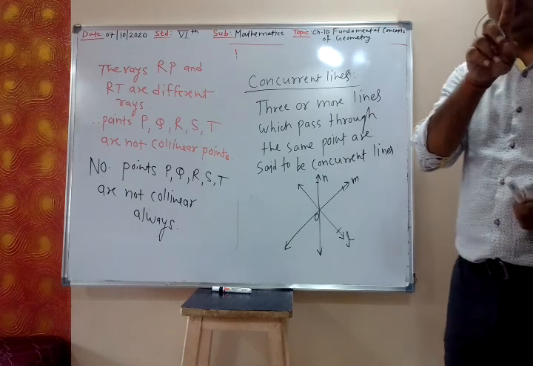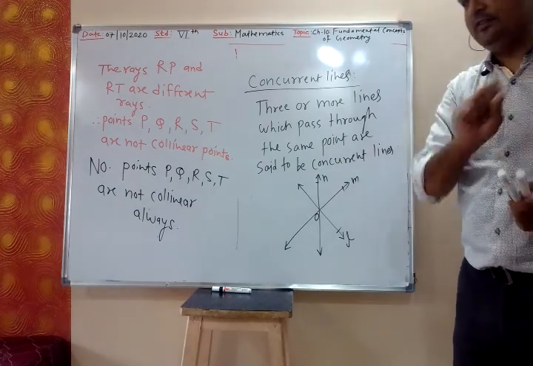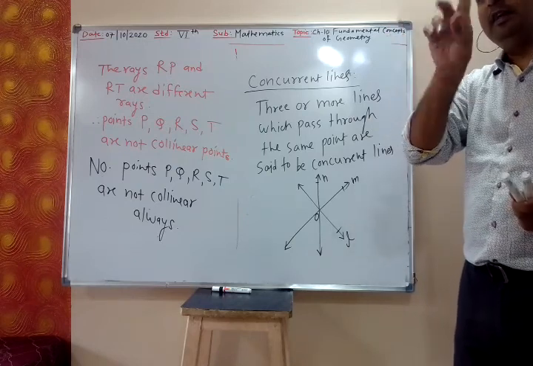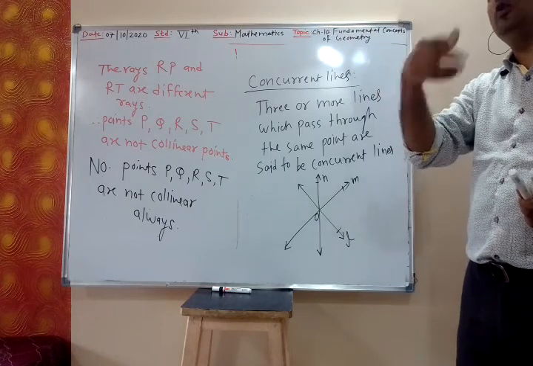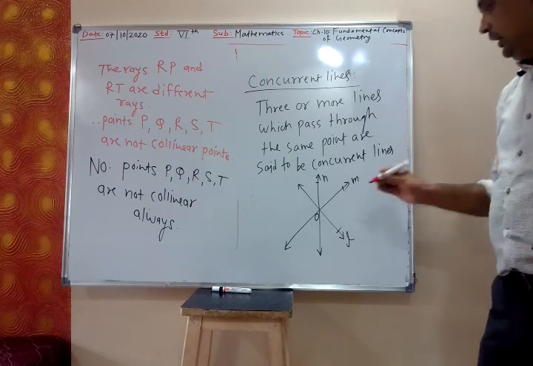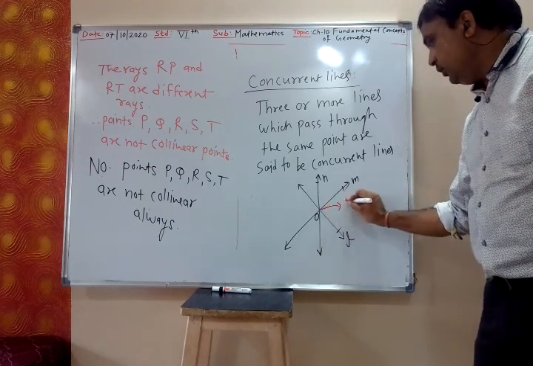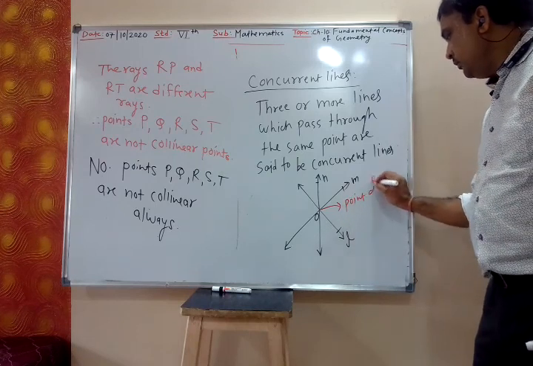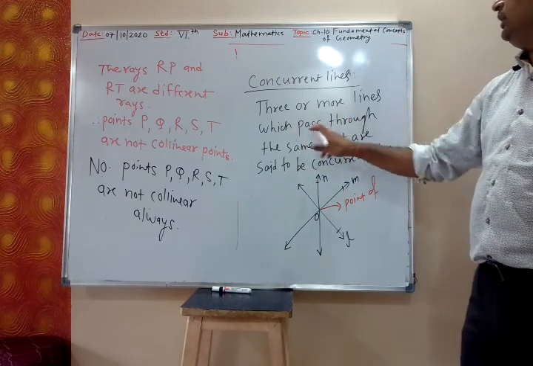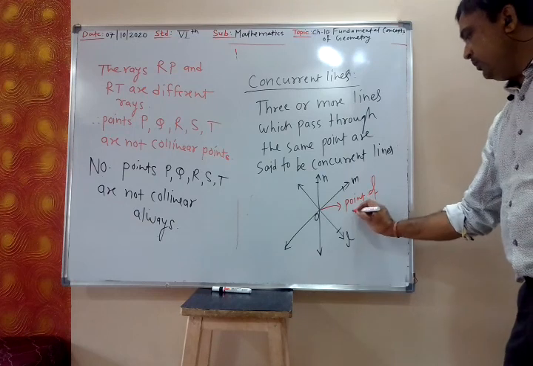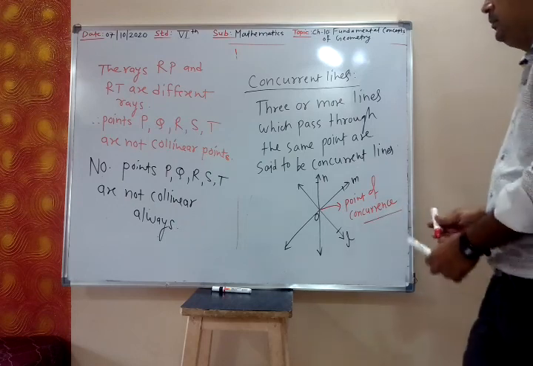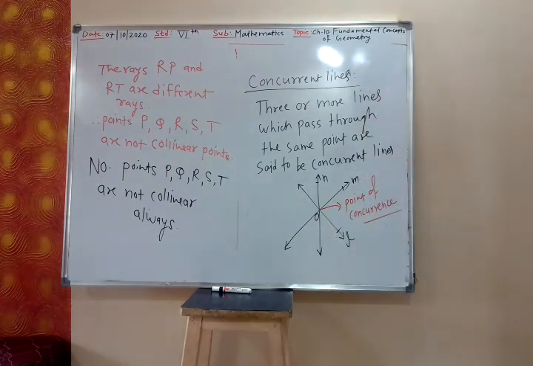Now see here, we use the concept of intersecting lines for two lines. When there are two lines, we say they are intersecting lines. But when there are more than two lines, we say they are concurrent lines if they pass through the same point. Is it clear? This point O is called the point of concurrence.